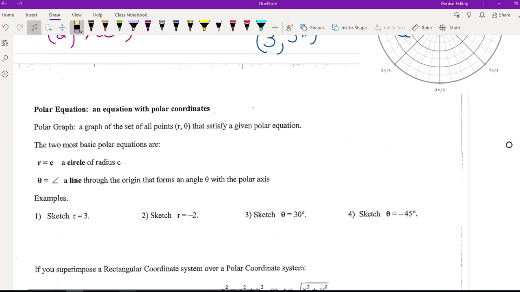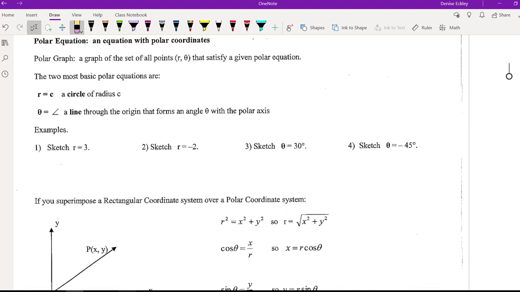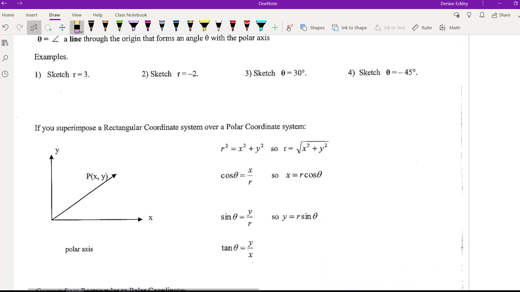All right. So now I want to look at polar equations. A polar graph is the set of all points (r, theta) that satisfy a given polar equation. We are going to do more polar graphs in section 6.5, but this is just introducing the basics of it. The most basic polar equations are r equals c, which is a circle, and theta equals a constant, which is a line through the origin that forms an angle theta with the pole. All right, so how do we sketch these?